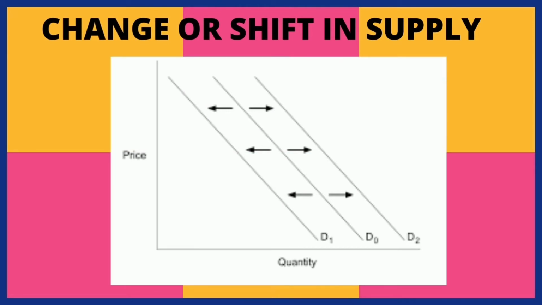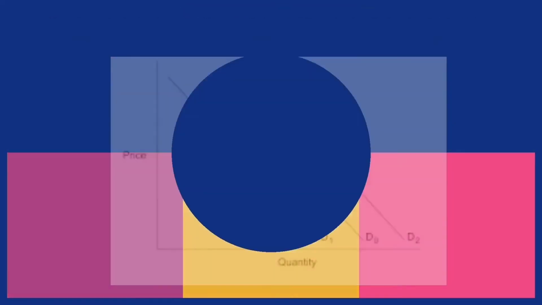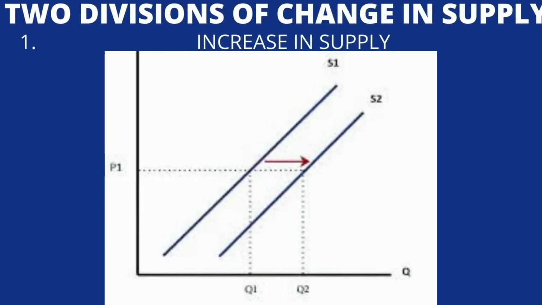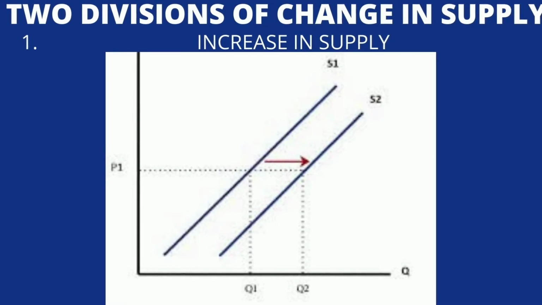Change or shift in supply. There is a change in supply if the supply curve shifts to an entirely new position. In this case, this is a completely new supply schedule, showing that at the old price, more or less of the commodity will be supplied. A shift or change in supply is determined by factors affecting supply except the price of the commodity. Two divisions of change in supply.